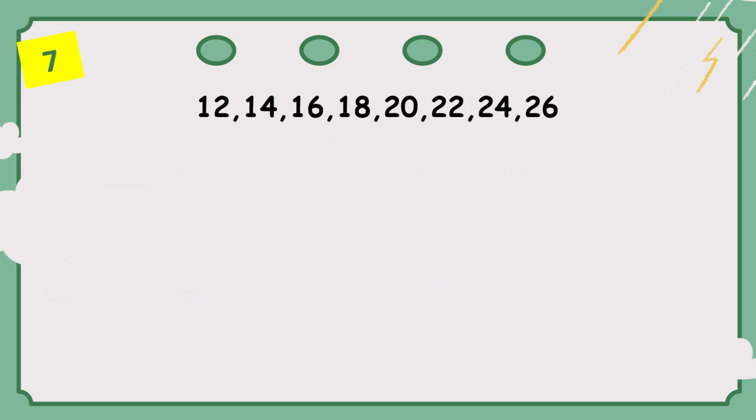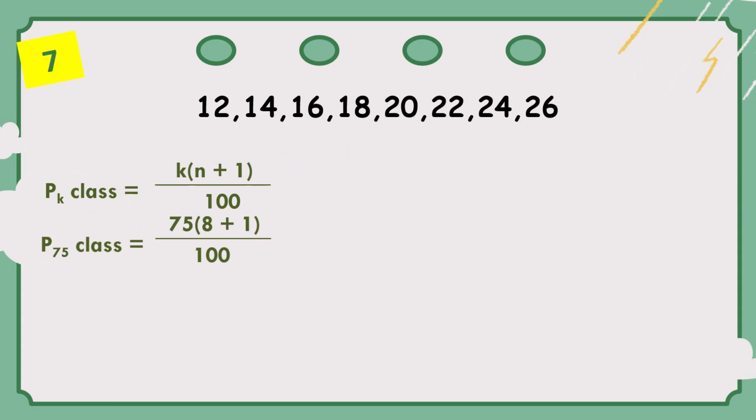Same data set for number 6. We have 12, 14, 16, 18, 20, 22, 24, 26. Let us first identify the percentile 75 class. So that is 75 times the data set, that is 8 plus 1 over 100. 8 plus 1, that is 9. 9 times 75 divided by 100, it means the percentile 75 class is equal to 6.75. 6.75 is in between 22 and 24.